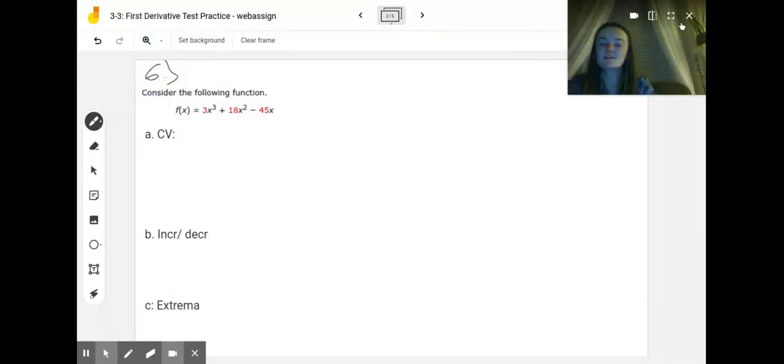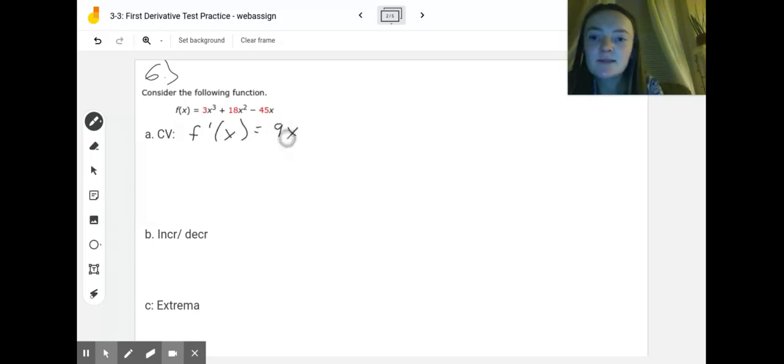This one should be a little bit easier because it's a polynomial. Consider the following function. First thing I want to find, and this is number 6 on WebAssign, I want to find the critical values. Well, to find a critical value, all I'm going to do is take the derivative and find out when it equals 0 or when it's undefined. And so I get 9x squared plus 36x minus 45. Okay, so I want to know when does this equal 0?